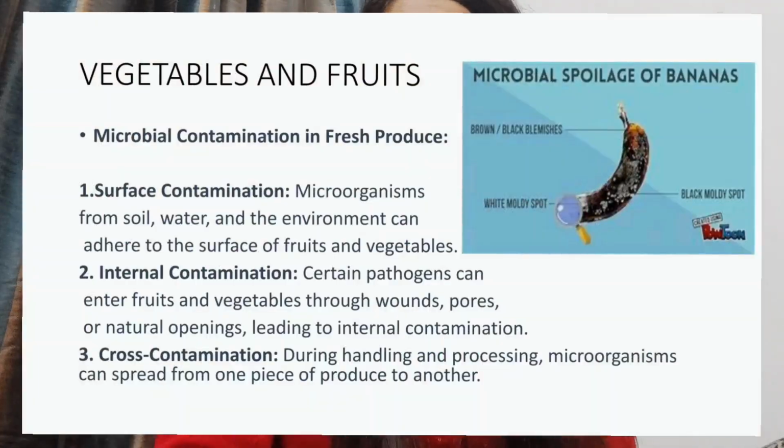Now we are heading towards vegetables and fruits. Microbial contamination in fresh fruits and vegetables may be because of surface contamination. Some microorganisms from the soil, water or the environment can adhere to the surface of fruits and vegetables. Then there can be internal contamination. Certain pathogens can enter fruits and vegetables through wounds, pores or natural openings, which can lead to internal contamination. That's why it is recommended not to peel the fruits and keep them for long. When you want to eat a fruit, just peel it and then have it.